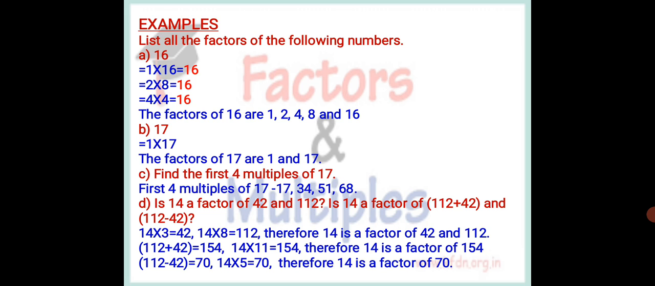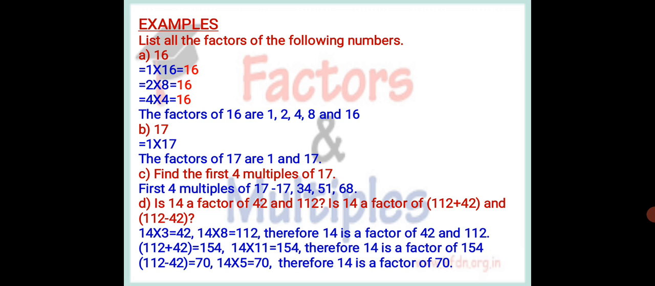Now, I will solve some examples with you. List all the factors of the following numbers. Number 1, the number is 16. So I have to find out all the factors of 16. 16 ones are 16, 2 eights are 16, 4 fours are 16. So I can say the factors of 16 are 1, 2, 4, 8 and 16.